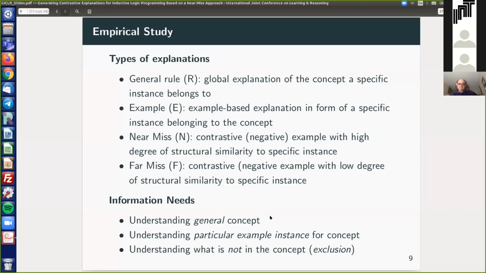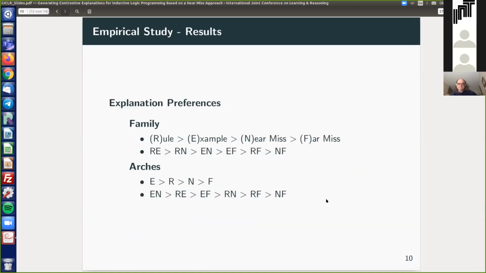And then we asked the people which of these different types of explanations would best fit their information needs. For example, would it be better to have a rule for understanding the general concept, or would it be better to have an example? We also did this with understanding a particular example instance for a concept. And also a very important thing here is understanding what is not in the concept, because this can be used to avoid false positives in the long run, right? If you better understand what is not in the concept, then you also get a better explanation in the long run. The first thing we did was take some pairwise comparisons.